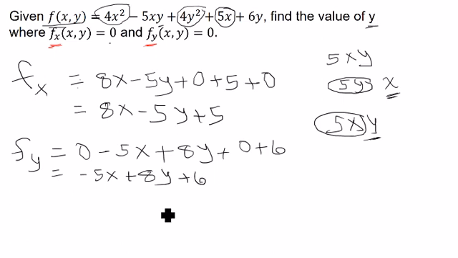Alright, so we got the values of f of x and f of y. Now we got to set them both equal to 0. So let's set the first one to 0 and the second one also to 0. And how do we find the value of y from these two equations? So let's call it equation number 1 and this as equation number 2. Alright, so it basically boils down to solving a system of linear equations in two variables, if you recall from college algebra.